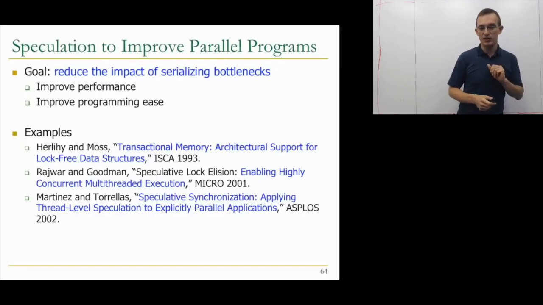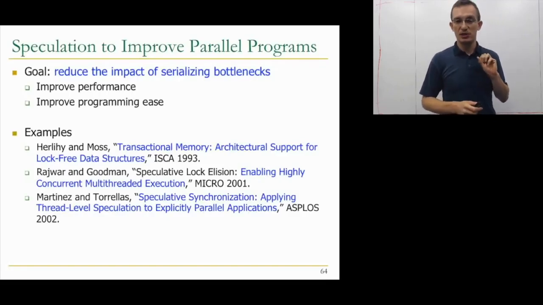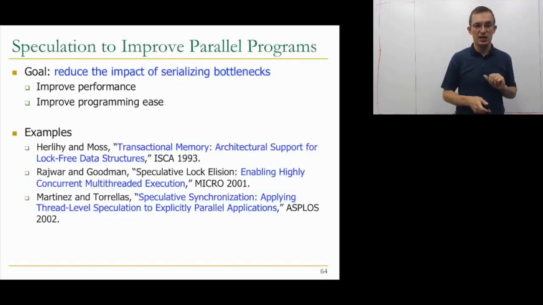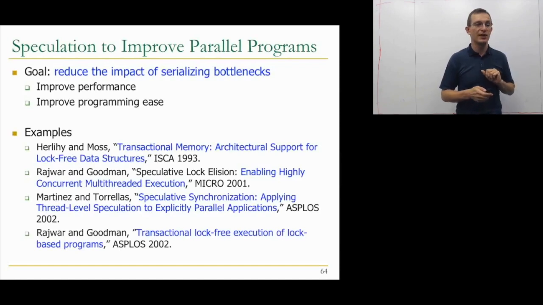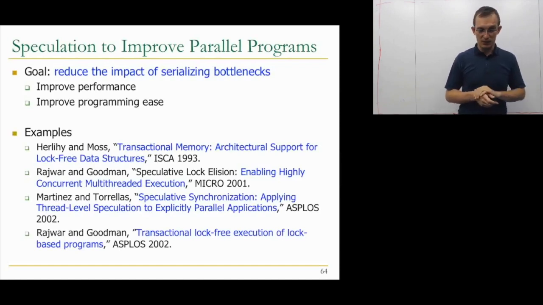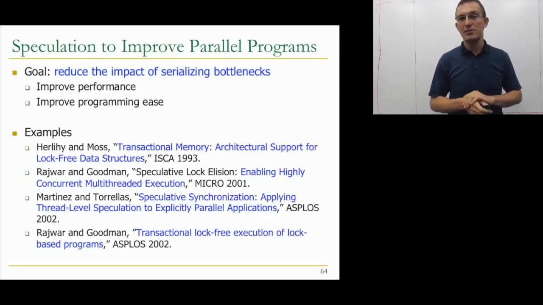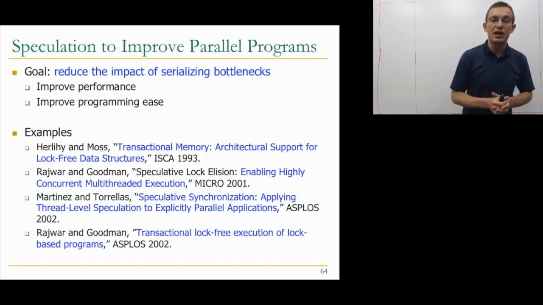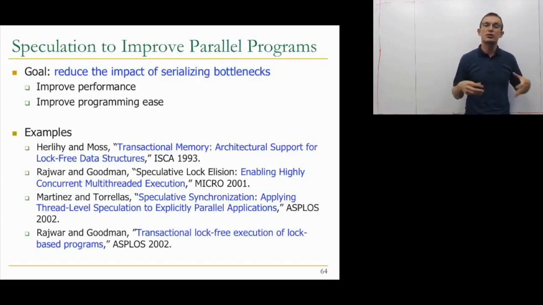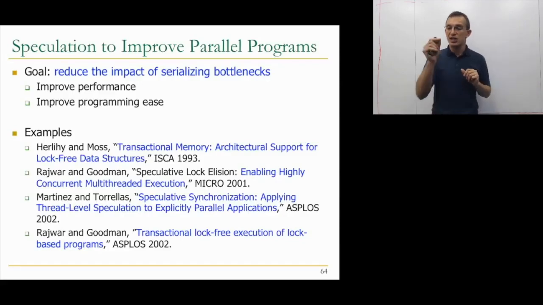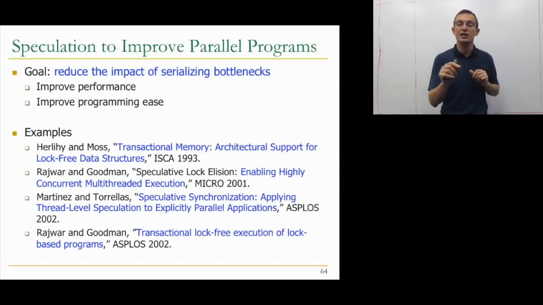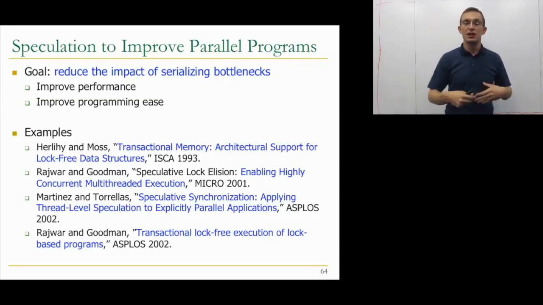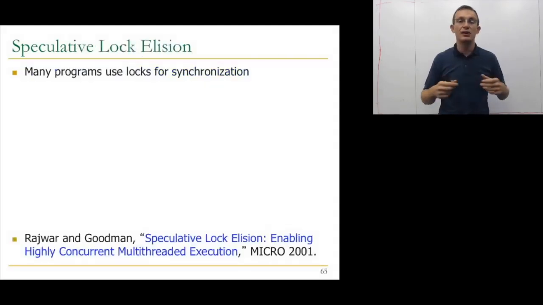Martinez and Torrellas' paper on speculative synchronization is very similar to the speculative lock elision paper, except it is also applicable to barriers, and these two papers are worthwhile reading. And this is Rajwar and Goodman's paper on transactional lock-free execution of lock-based programs. Again, the programmer programs using locks, and the underlying hardware ensures that those locks are executed concurrently. The critical sections that are protected by the same lock are executed concurrently if they can be executed in a serializable fashion, without data conflicts.